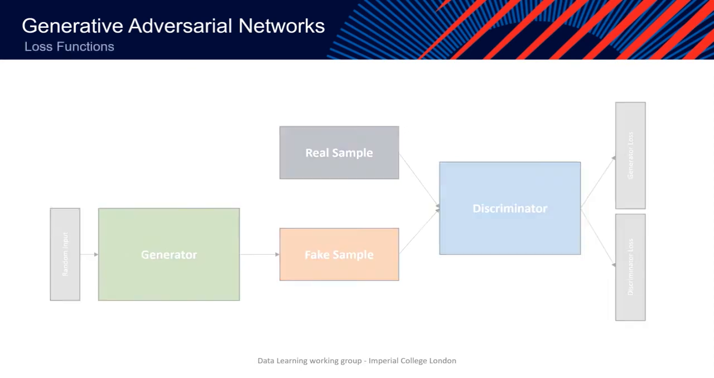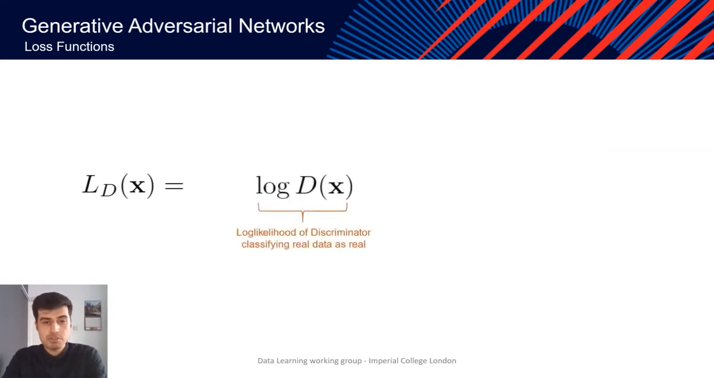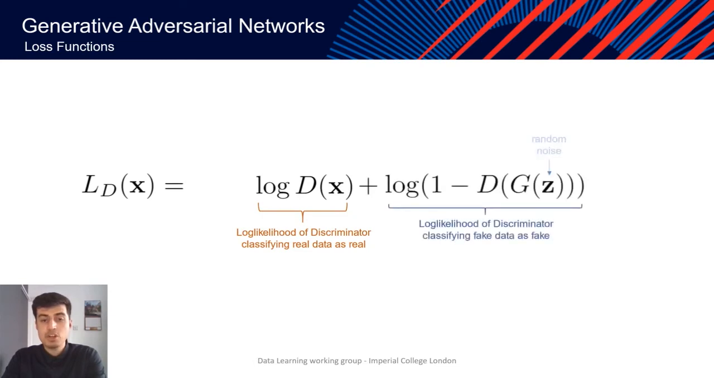So looking at some of the loss functions, we'll begin with the discriminator loss. The first term here refers to the log likelihood of the discriminator classifying real data as real. And this second term here refers to the log likelihood of the discriminator classifying fake data as fake. We see that these are in fact binary cross-entropy losses. The discriminator wants to maximize these values. In terms of the generator, we actually want to do the opposite of this, and so we minimize this value. However, we note that the first term is never actually passed through the generator, and so it's always zero, so we can just ignore that.